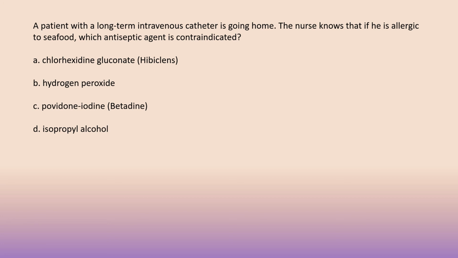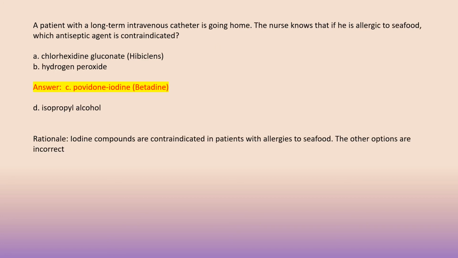The nurse knows that if he is allergic to seafood, which antiseptic agent is contraindicated? A. Chlorhexidine gluconate, Hibiclens. B. Hydrogen peroxide. C. Povidone iodine, Betadine. D. Isopropyl alcohol. Answer: C. Povidone iodine, Betadine. Rationale: iodine compounds are contraindicated in patients with allergies to seafood. The other options are incorrect.